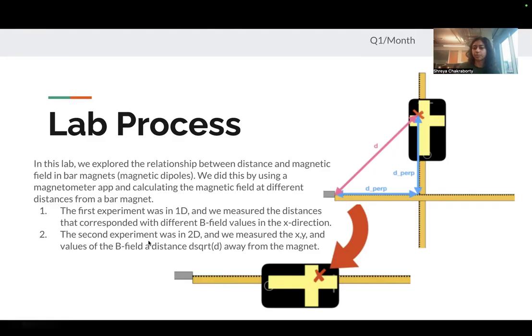And then the second experiment was kind of a 2D representation. In this one, we also had to understand how the Earth's magnetic field might affect our readings with the magnetometer. What we did here is we chose a distance d, and we went at a 45-degree angle and tried to calculate the magnetic field at that distance and angle.